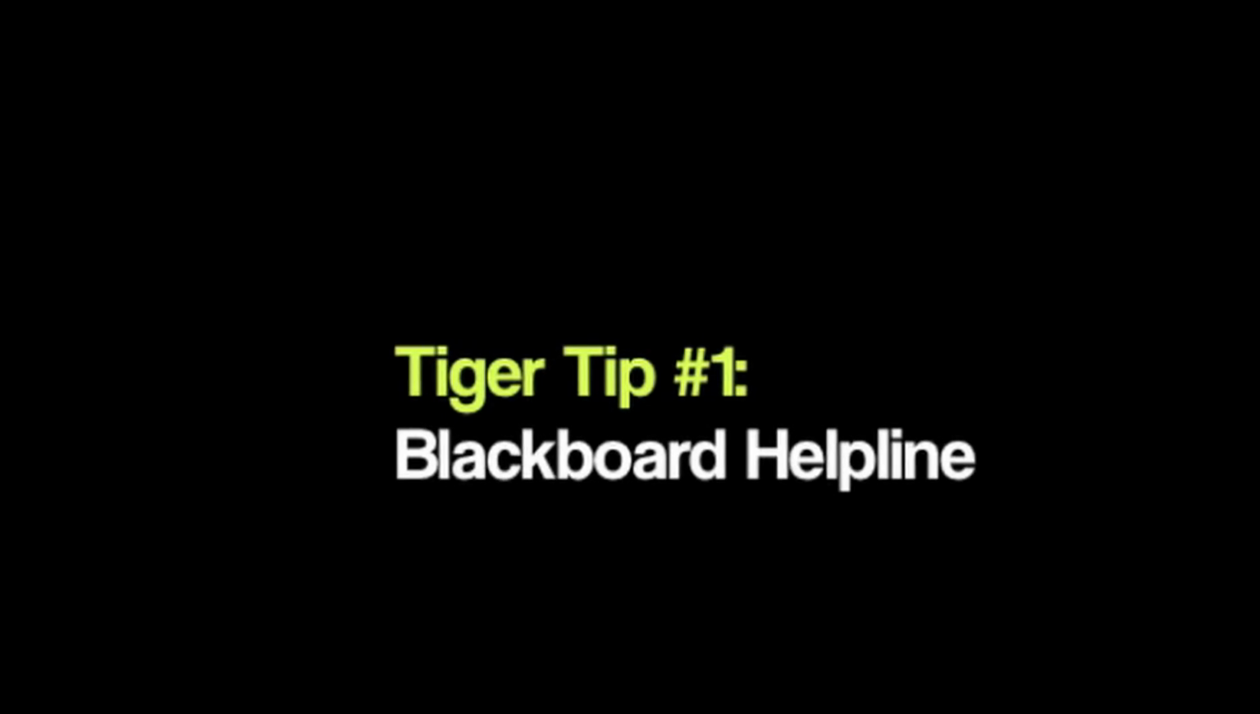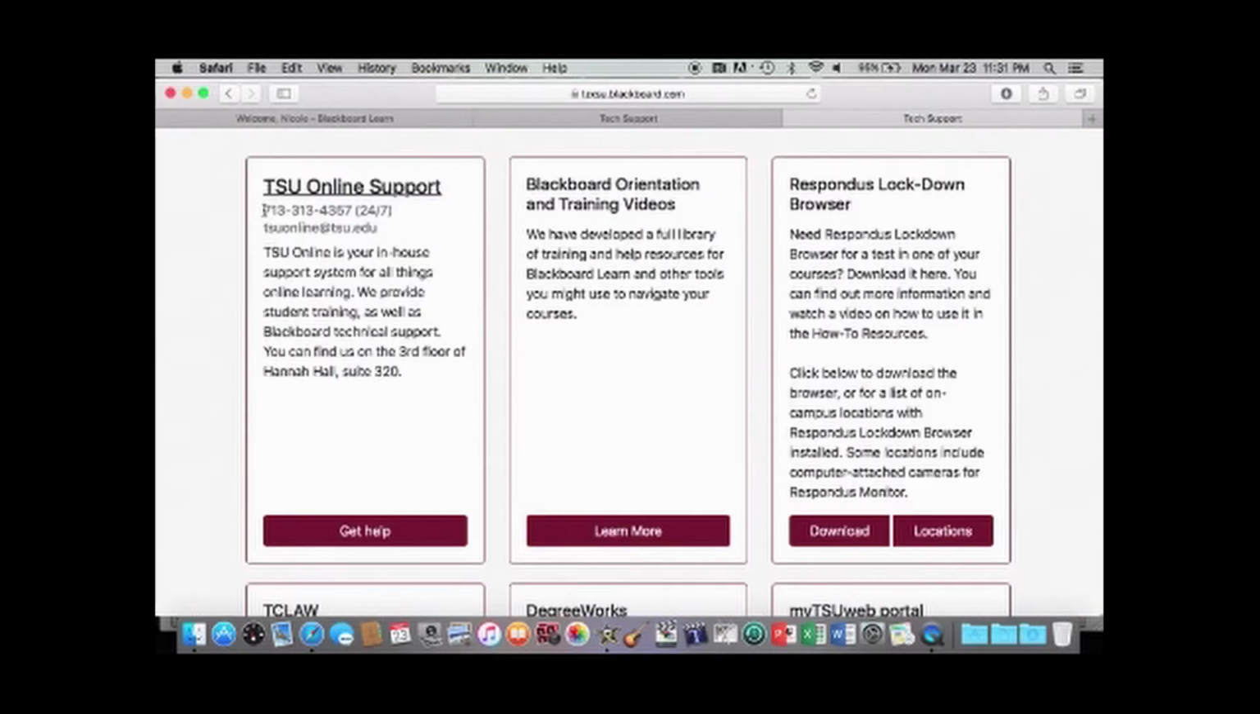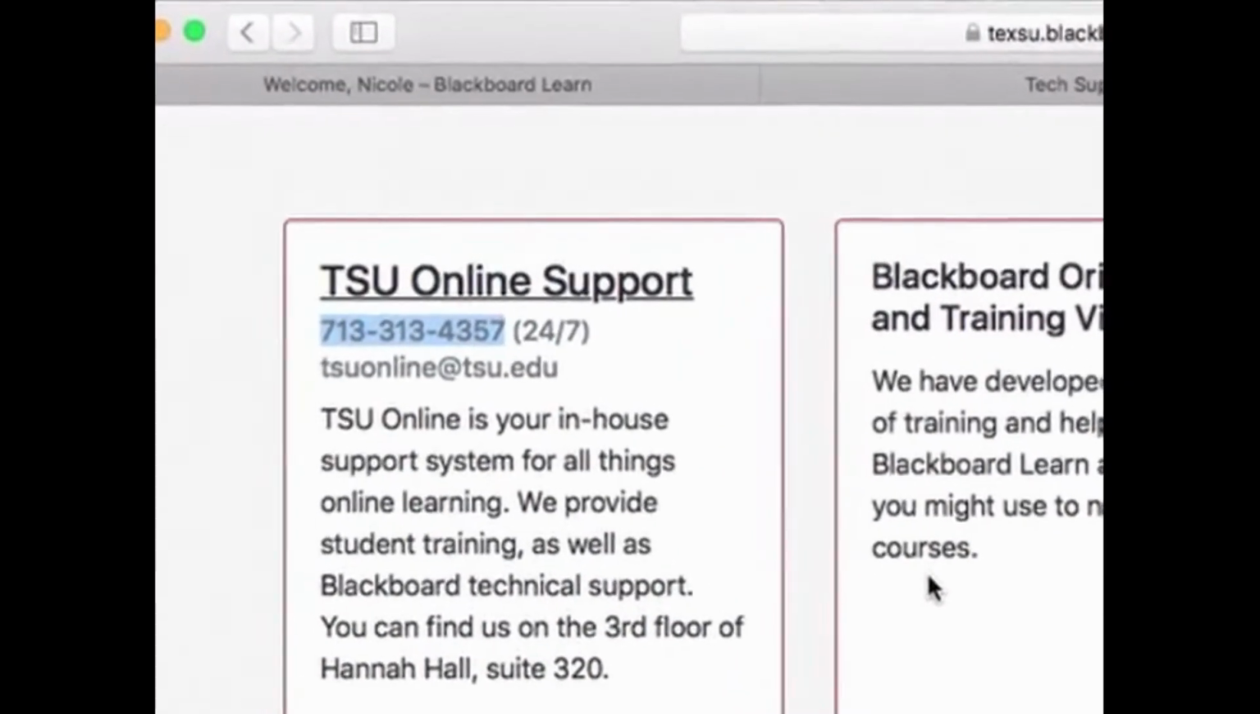Tiger tip number one, call the Blackboard helpline if you're having trouble logging on or accessing the system. Here's the number. The help desk technicians are available 24 hours a day at this number to help you.